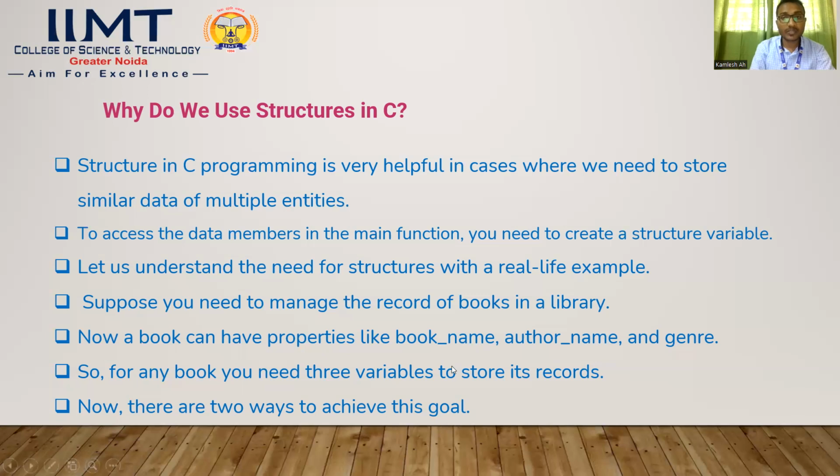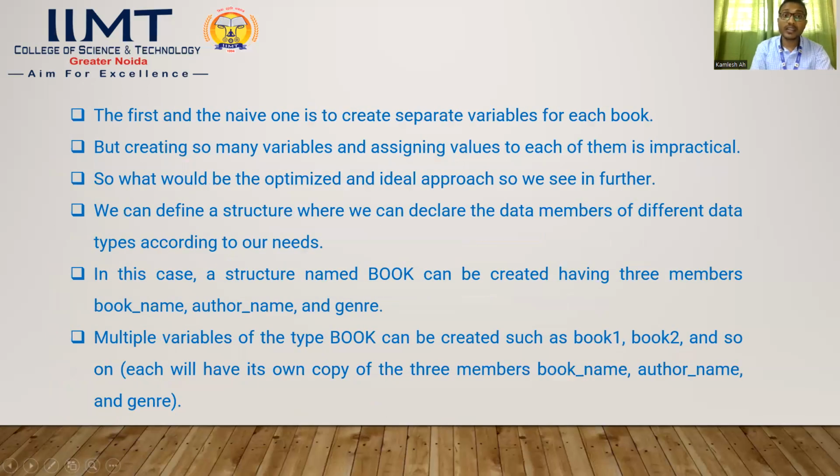Now there are two ways to achieve this goal. The first and naive one is to create a separate variable for each book. But creating so many variables and assigning values to each of them is practically not possible. So what would be the optimized and ideal approach? We can define a structure where we can declare the data members of different data types according to our needs.